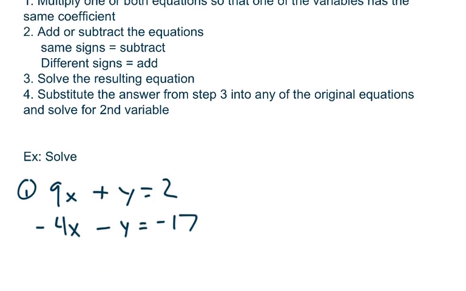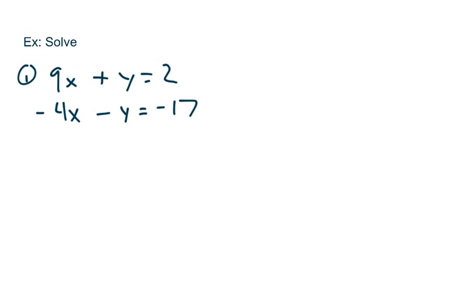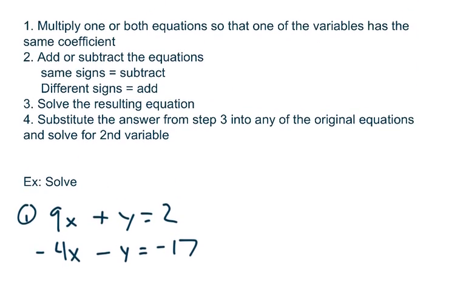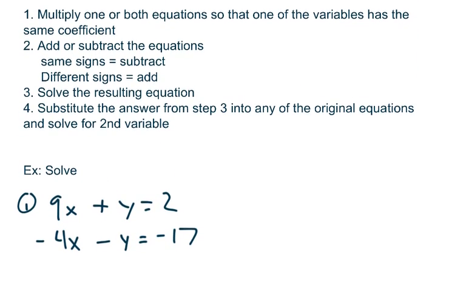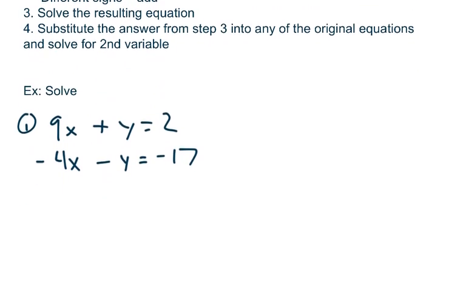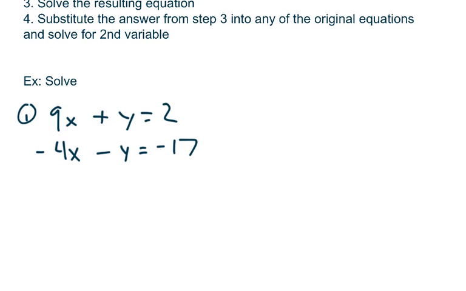Alright, example number 1. Solve 9x plus y equals 2, negative 4x minus y equals negative 17. The first step says multiply one or both equations so that one of the variables has the same coefficient. We don't have to do that because these two y's have the same coefficient. They are both 1's. So we don't need to do any multiplying of any equations for step 1. We can kind of skip step 1.